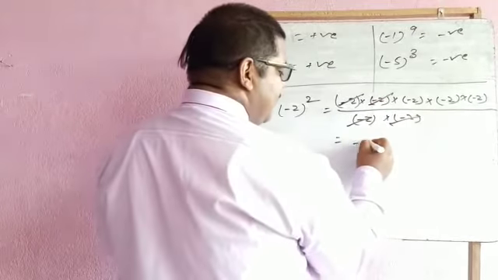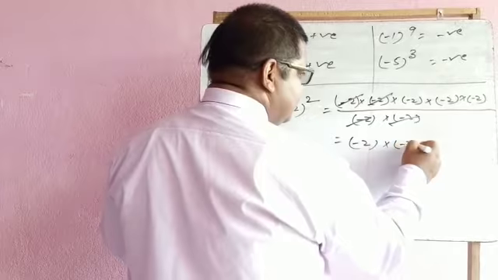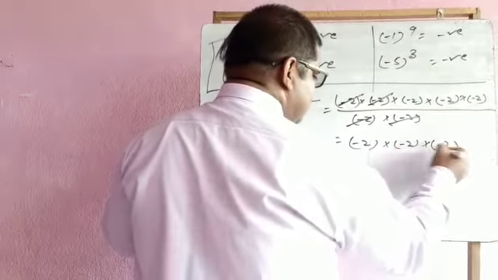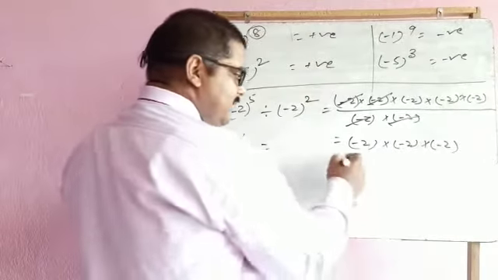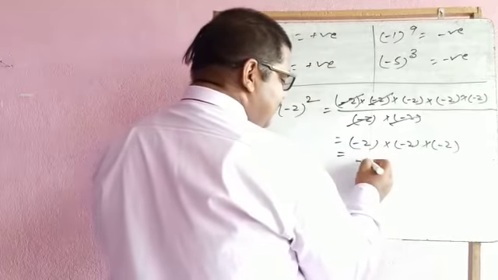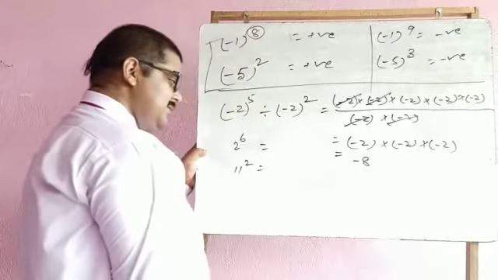And what will be the value? Minus 2 into minus 2 into minus 2. And the final result is minus 8.